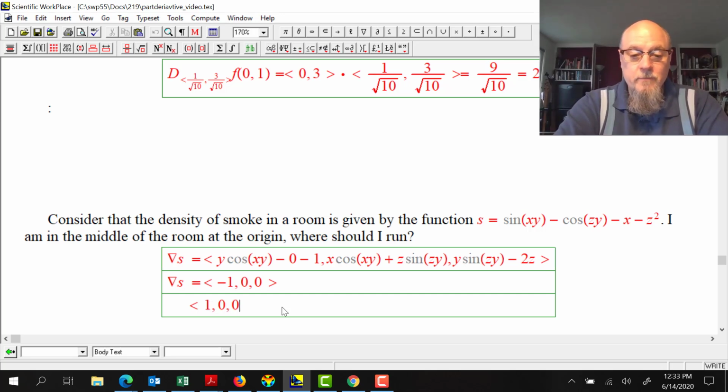So 1, 0, 0. Quickly do those calculations and then run in the x direction. And you'll go to where there's less smoke. There. Now you're safe. Well, okay, sure. In reality, though, you would have to take a step in the x direction. Now you were at the point 0, 0, 0. You took a full step in the x direction. Now let's say you're at the point 1, 0, 0, because from 0, 0, 0 you went in this vector.